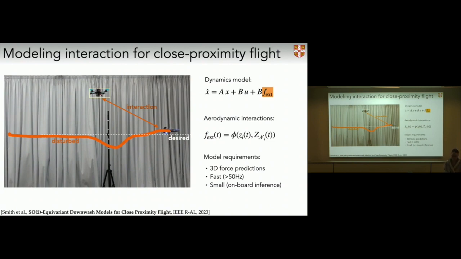The requirements we have of our model is that it's going to be able to predict forces in 3 dimensions. So there's been some work on forces up and down, but we were also interested in lateral forces. The model must be fast because we're running high frequency control loops here, so it has to be able to run at least 50 hertz. And it has to be small because we want it to fit on a relatively constrained embedded computer on the actual drone. So those are our conditions. So how would we go about the problem?